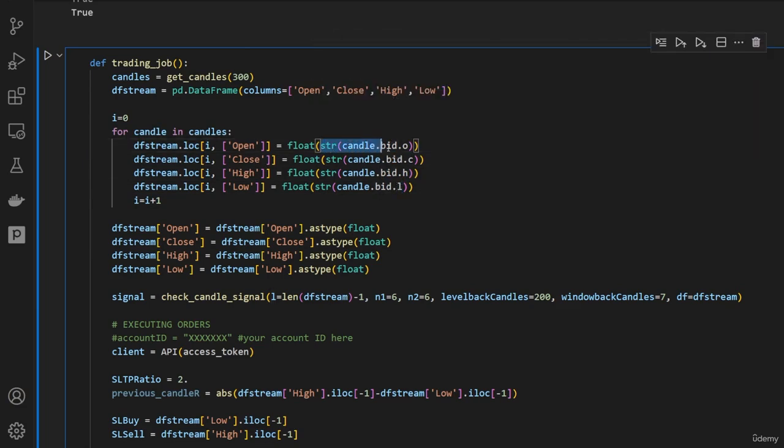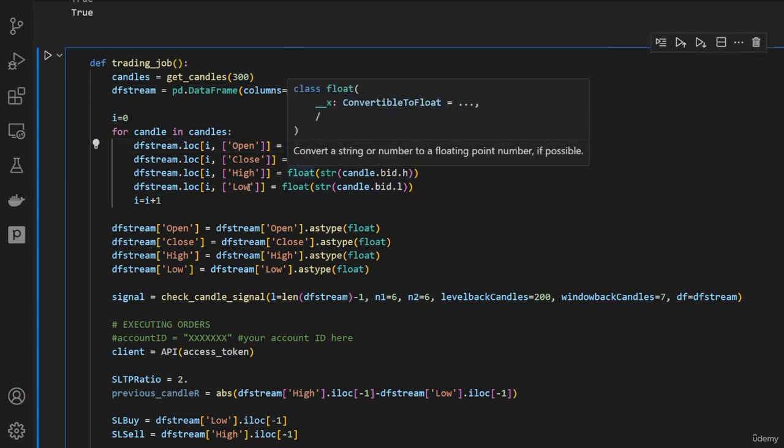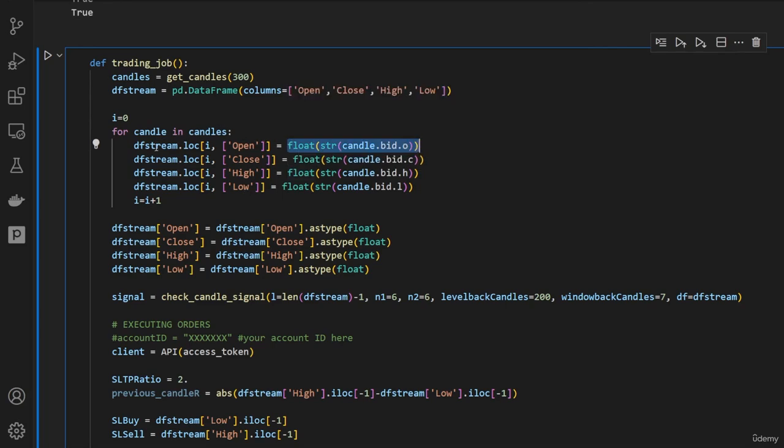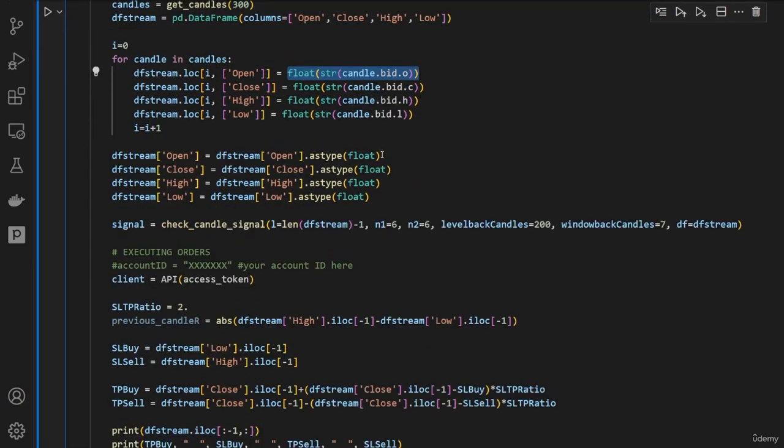We're going to cast these into strings, because first they are kind of objects for Oanda, like a specific type of data. I need to cast these into string and then cast these into a float. So the values now are of type float in this new df stream data frame. And we're just making these columns and populating the rows and the columns of this data frame. Then we need to cast these again, the whole column, as type float.